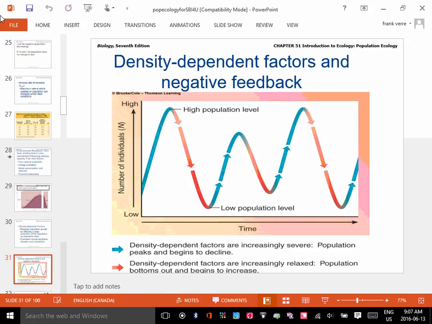You'll notice something. If you look at the pattern, a density-dependent factor will become a big problem when the population is high. So think of this as the effectiveness of the factor, okay, on the y-axis. So as we go up, the factor becomes more significant. So if this was like food, as the population increases, food becomes more of an issue, okay? As the population decreases, food becomes less of an issue.